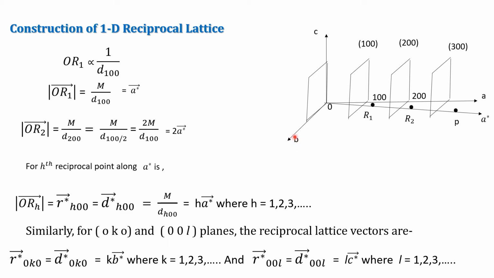Similarly, if we choose another set of parallel planes which are perpendicular to the C axis, we get the reciprocal lattice vectors for these planes, drawn from the common origin, as R star 00L or D star 00L equal to L C star, where L equal to 1, 2, 3 and so on. That is, for the A star axis we get H A star, for the B star axis we get K B star, and for the C star axis we get L C star. Now these are the one-dimensional reciprocal lattice vectors, obtained by constructing the various reciprocal lattice points along A star, B star and C star.